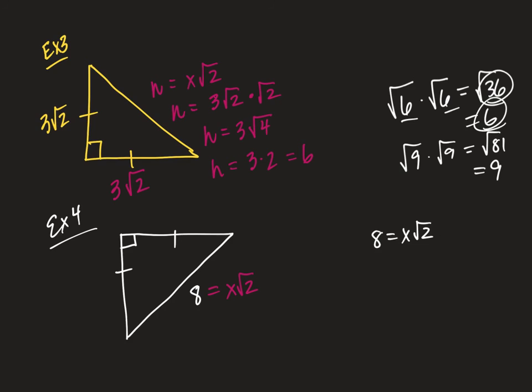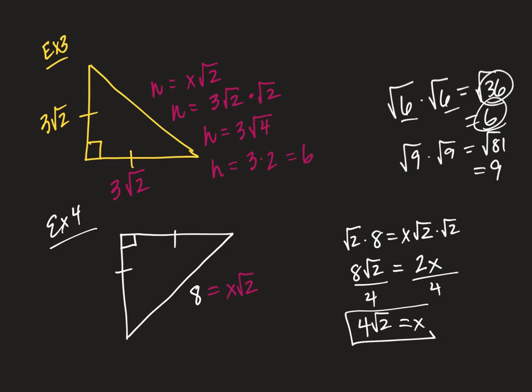So if I multiplied both sides by radical 2, like this, then I would get 8 radical 2 over here, and on the right side, I would get radical 2 times radical 2 is just 2, so 2x. Now I can divide by 2, and I get 4 radical 2 is equal to x. Bam. So that means that each of these missing sides is 4 radical 2. So this guy is 4 radical 2, and this guy is 4 radical 2.